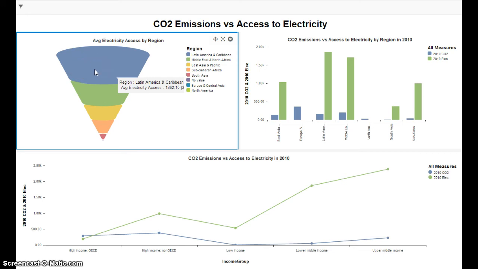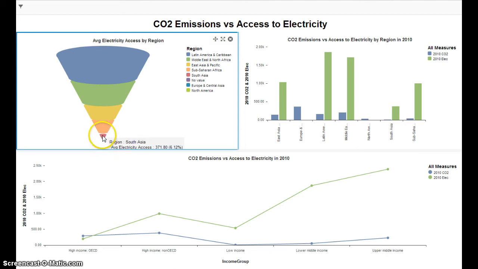Moving on, we have the second highest region that contains electricity access to be the Middle East and North Africa with 1,719.90 units. As we move down along the funnel, the corresponding region and amount of electricity access is displayed.